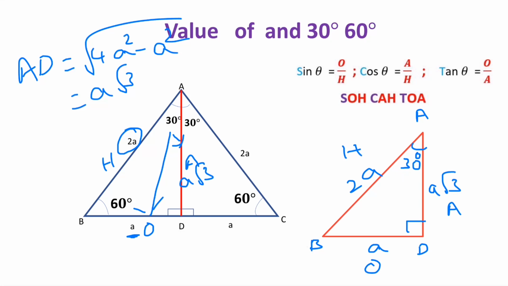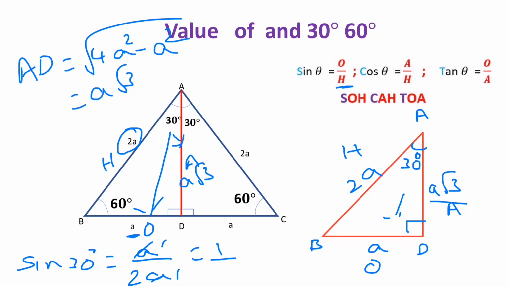Now sine 30 degrees will be opposite by hypotenuse. Sorry, opposite side by hypotenuse, so the opposite side is A and the hypotenuse is 2A. A and A will get cancelled. So sine 30 degrees is 1 by 2.